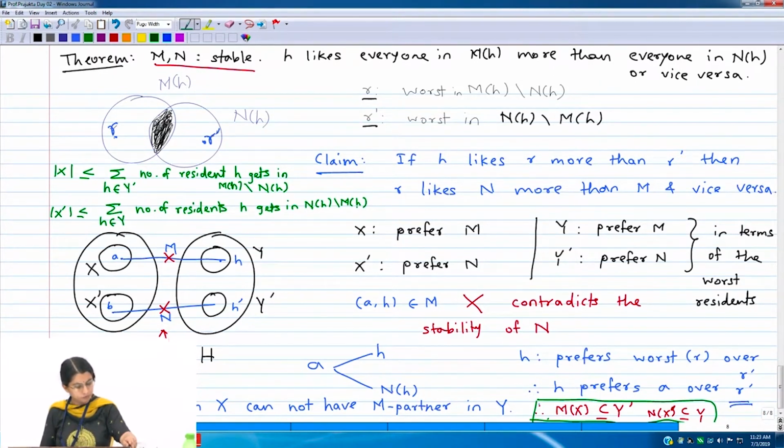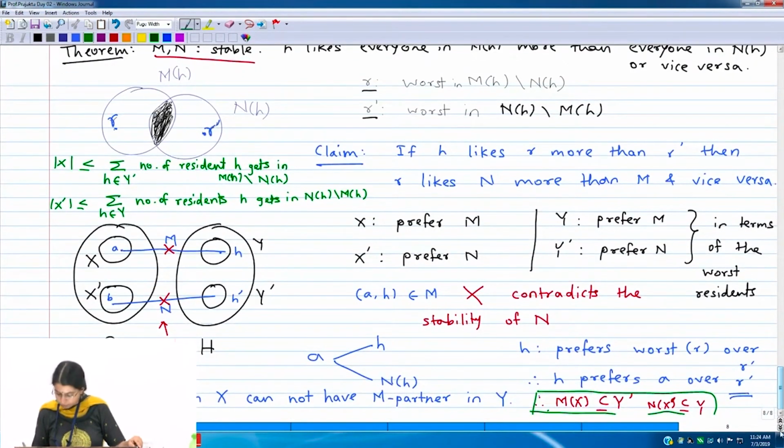So is this part clear? We are not in the one-to-one setting, otherwise we would have directly said that the size of x is less than or equal to the size of y prime, because all the people in x should have a partner in y prime. But then we can't directly sum up sizes, we have to sum the number of residents matched to each hospital. And similarly for x prime. So, any question? Shall I explain some part once again if there is anything unclear?